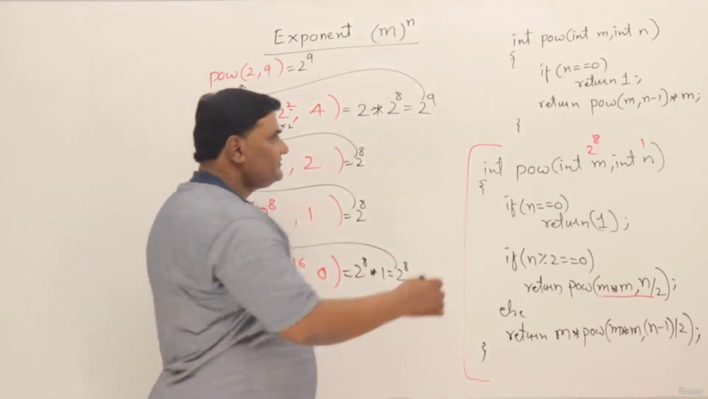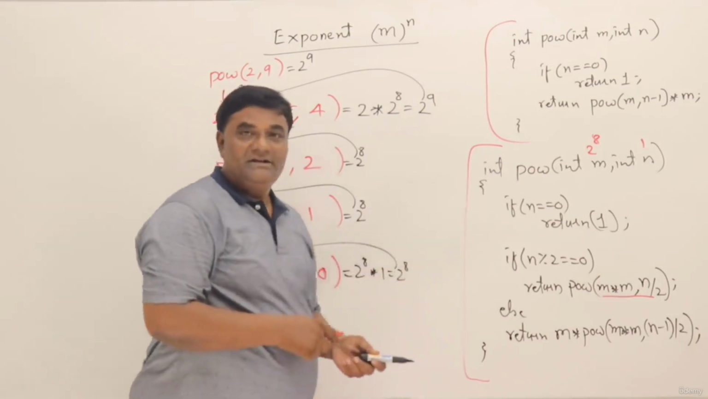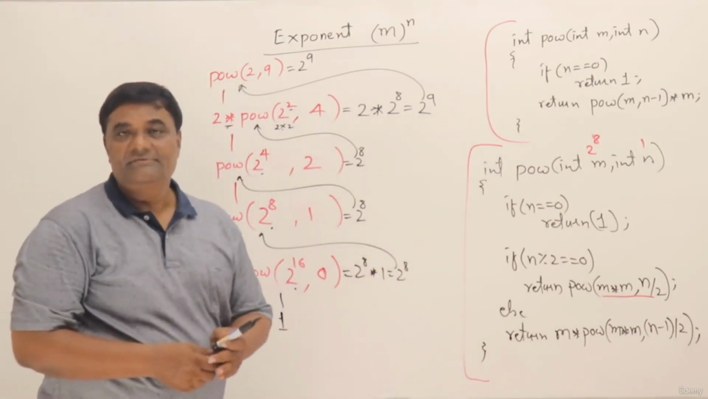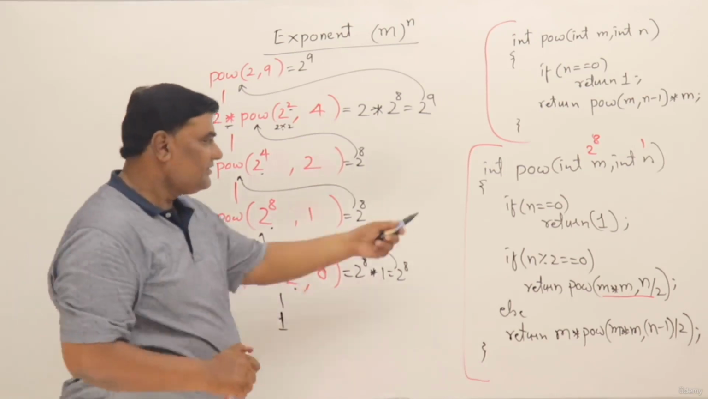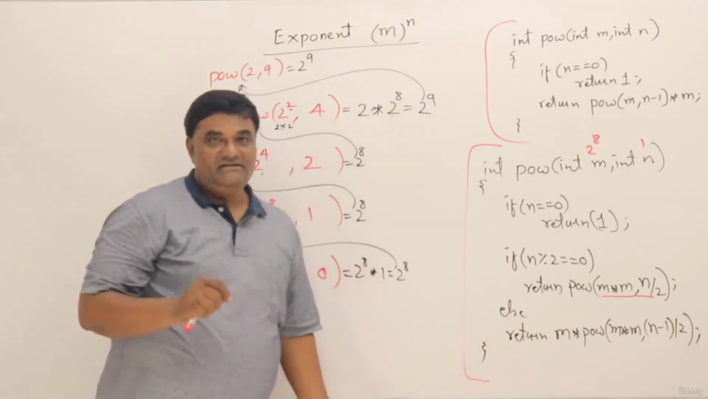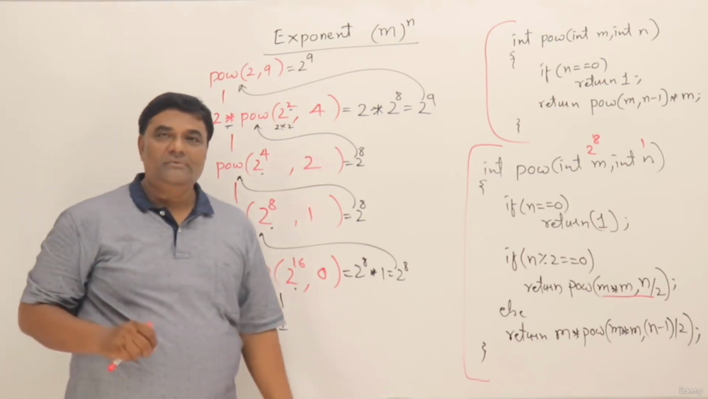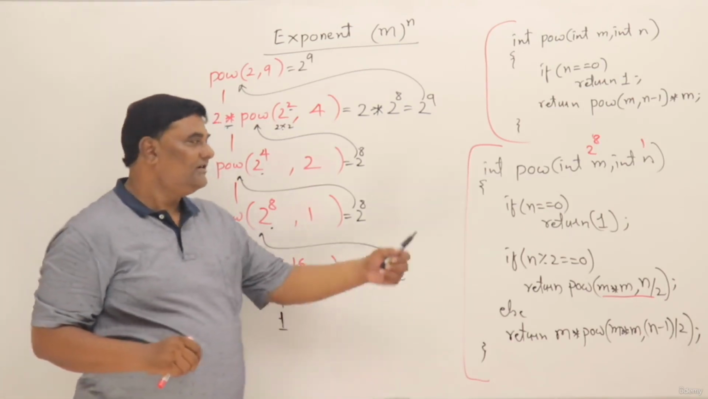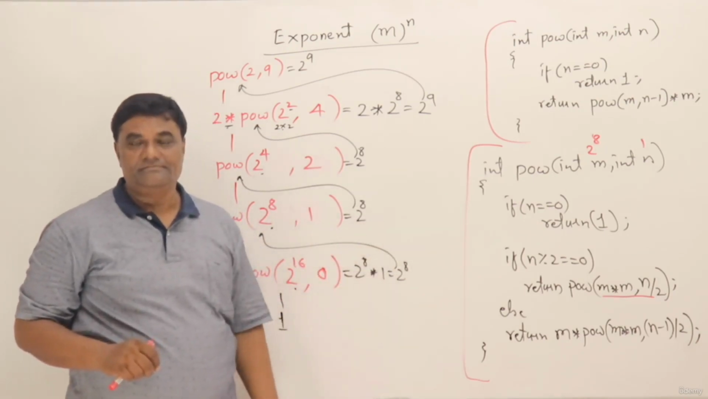In the previous version, it took a total of 9 multiplications to get the answer when the power was 9. But now for power 9, this has worked faster and we got the result in just 6 multiplications. So that's all about this power function. So we have a faster version of the exponent, that is the power function.